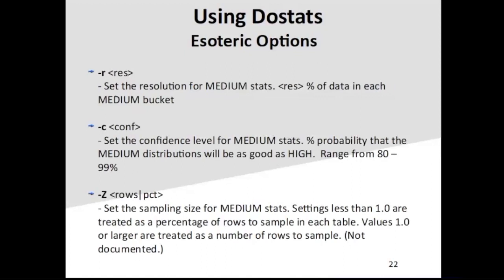If you do -Z with a number greater than 1, that's treated as an absolute number of rows to sample. If you do -Z with a number less than 1, then that is considered a percentage of rows in the table. Okay, so let's say if you do -Z 0.1, then it will sample 10% of the rows in the table, regardless of how big or small the table is. Okay.